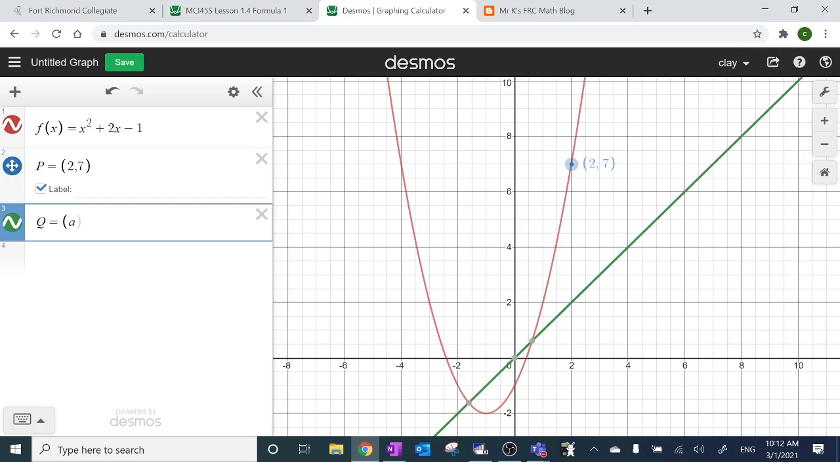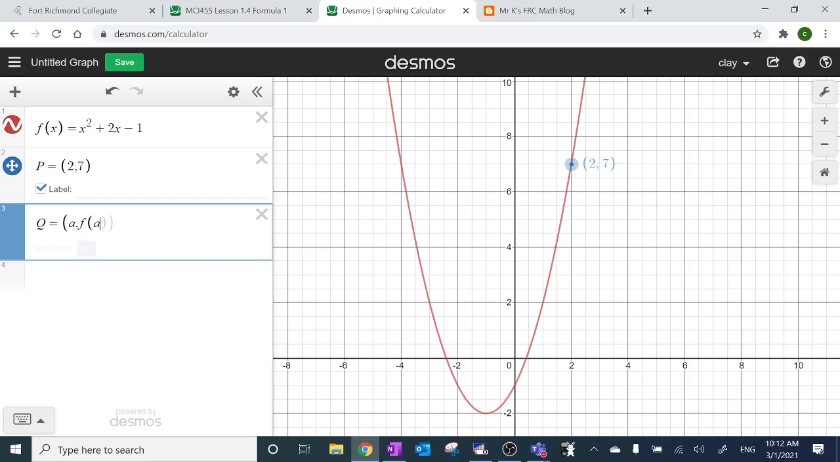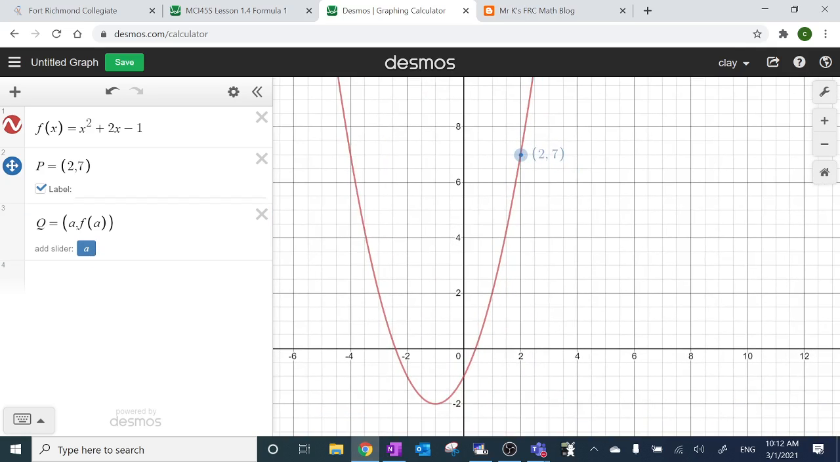And Q is going to have, I can't use x again because x is already defined, so I'll use A. So A is going to be the x value, and f of A, which the computer will know to just take whatever the A value is and run it through there. Since I've introduced a third variable, it's going to ask me if I want to make it a slider. And I'm going to say, yes, please make that a slider. And that allows me to move this point wherever I like. And I can label it. Of course, we've kind of labeled point Q as being x comma f of x.